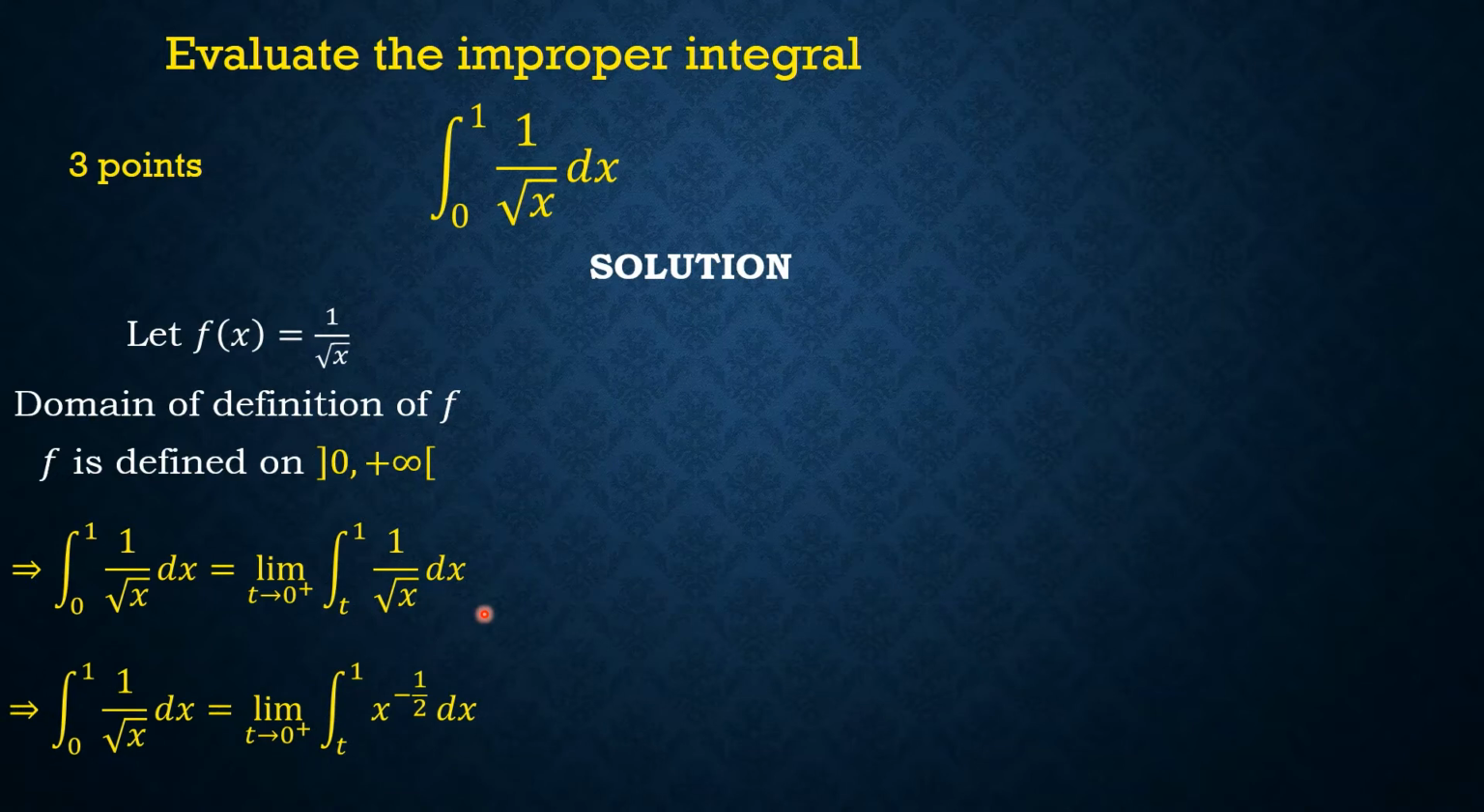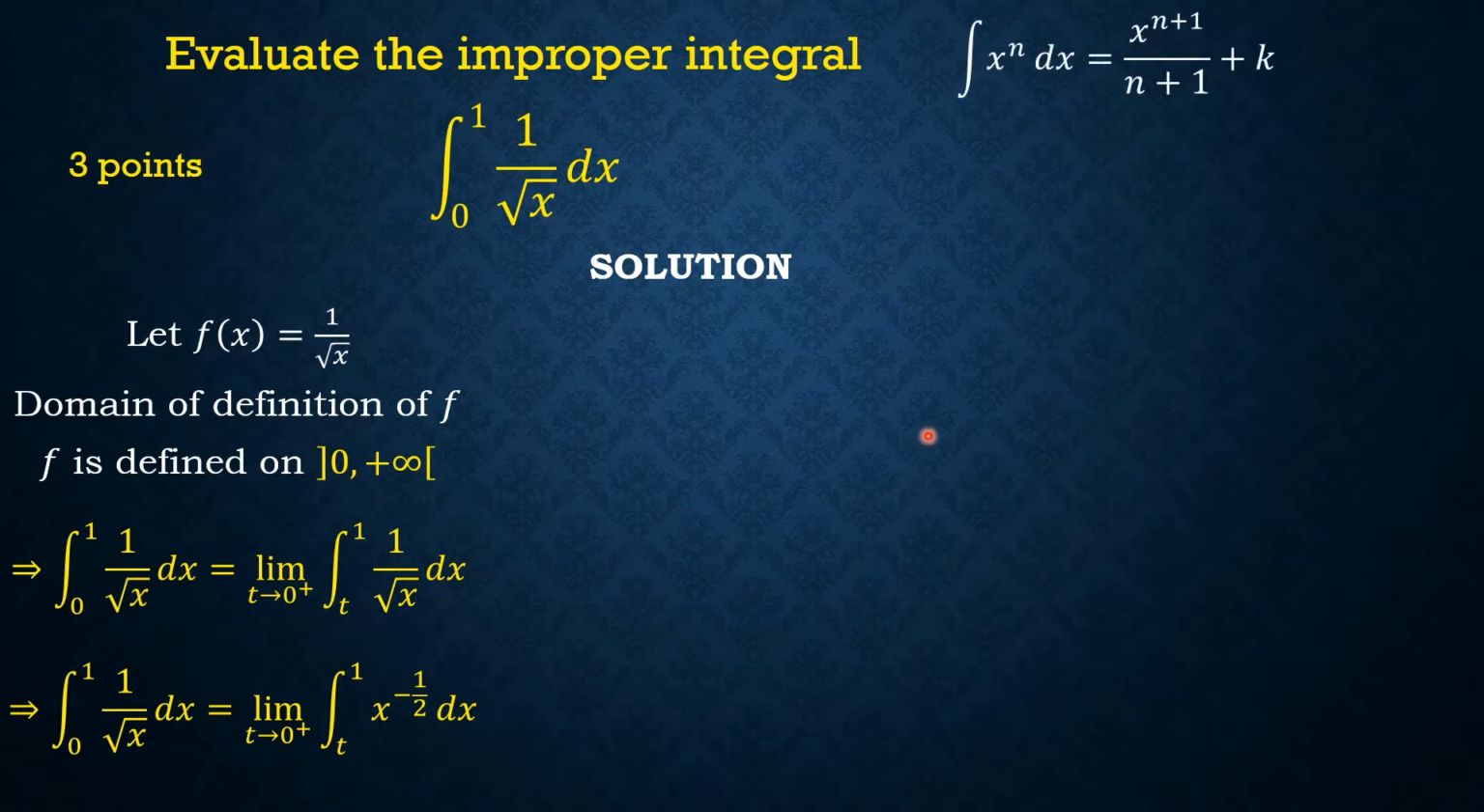So for all improper integrals, we use their limit definition. I've explained what an improper integral is. So the integral from 0 to 1 of 1 over the square root of x dx will be the limit as t tends to 0 of the integral from t to 1 of 1 over the square root of x, which is the same as x raised to the power negative half. Now I'm integrating with respect to x.